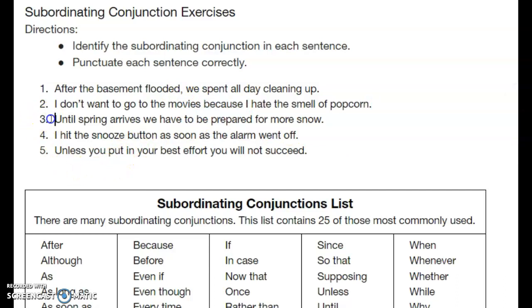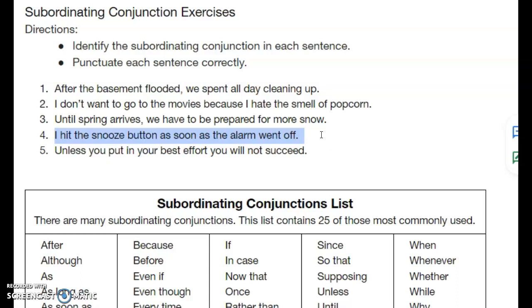All right, number 3, until spring arrives, we have to be prepared for more snow. What is the subordinating conjunction in this sentence? Until. Until is the subordinating conjunction in the sentence. So when the conjunction is at the beginning of the sentence, how do we punctuate it? Until spring arrives, comma, we have to be prepared for more snow. Good.